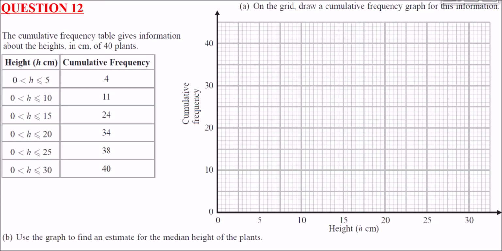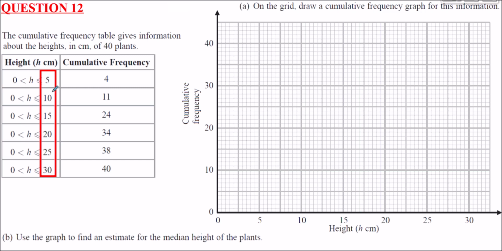Question 12, we've got a cumulative frequency diagram to plot. So we've got the information and the cumulative frequency. Part A, we need to draw on the cumulative frequency curve. Now, when we're doing cumulative frequency curves from the table, we always have to plot from the endpoints. So we're always taking these numbers and plotting using 5, 10, 15, 20, 25 and 30. We never plot from the first numbers.